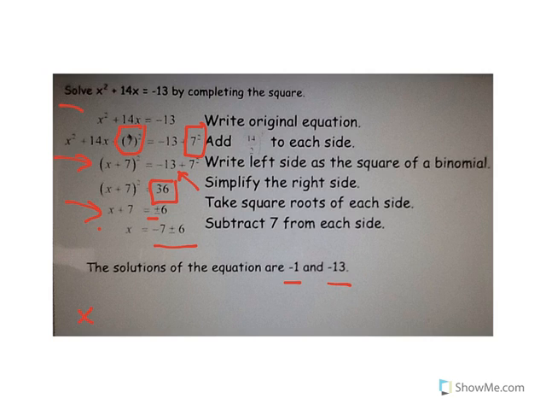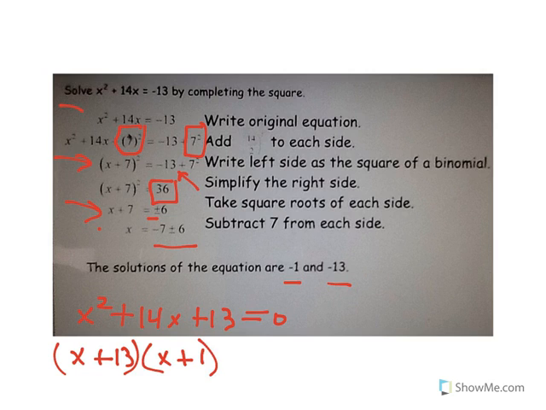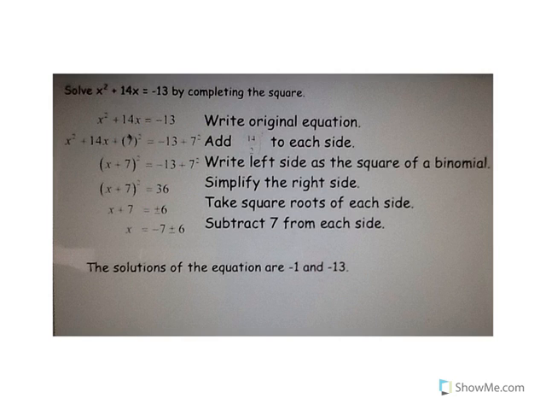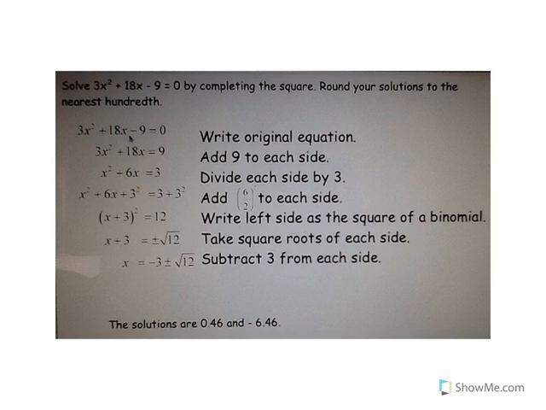And if you were not given the instructions to complete the square, this one's a lot easier to solve if you just recognize this. This is just x plus 13 when you factor it, and x plus 1. So yeah, it is going to be that negative 1 and negative 13 piece, because that's what makes those expressions 0. So let's look at one that doesn't work quite as neatly, but still does work. Actually, this one here is the same one.